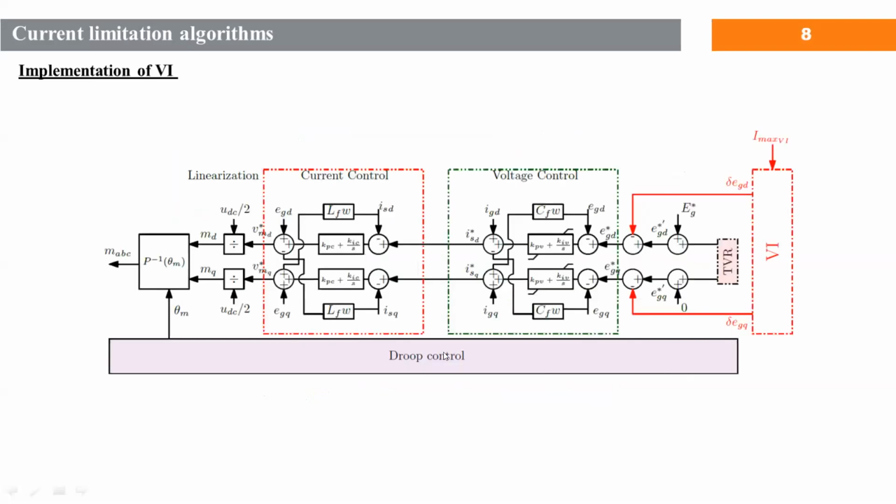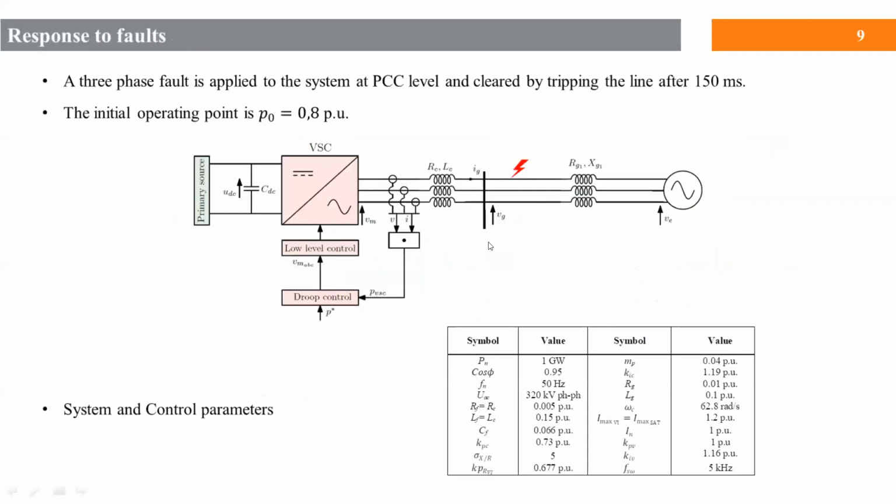The implementation of this control is illustrated by the following figure, where the voltage generated by the VI is subtracted from the voltage set point. To show the main differences between both methods, a response to a three-phase bolted fault of 150 milliseconds at PCC is assessed. We take an initial operating point of 0.8 at the beginning.